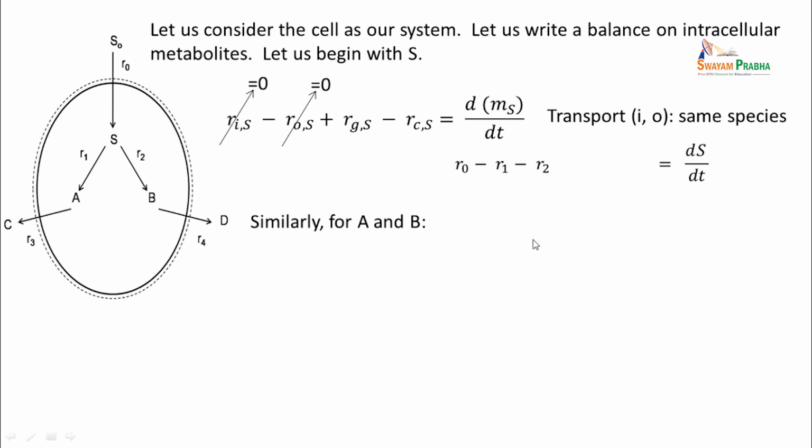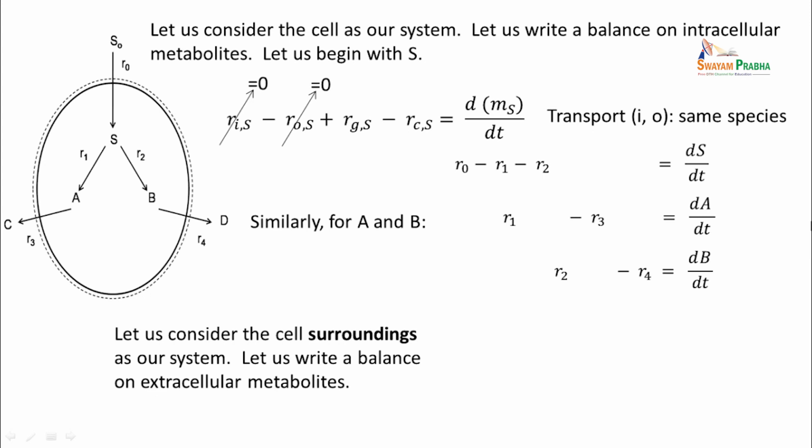Similarly, for A and B, A is formed at the rate of R1, it gets converted at the rate of R2. So generation is R1, consumption is R2, R1 minus R2 is dA/dt. Similarly, for B, formed at R2 and getting consumed at R4. Therefore, R2 minus R4 is dB/dt.